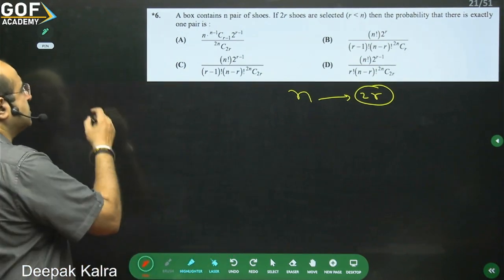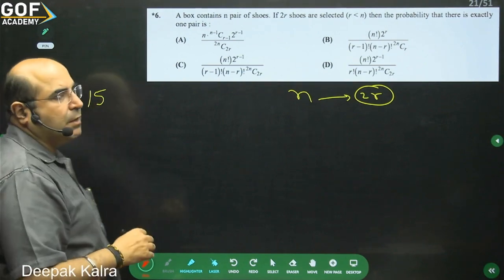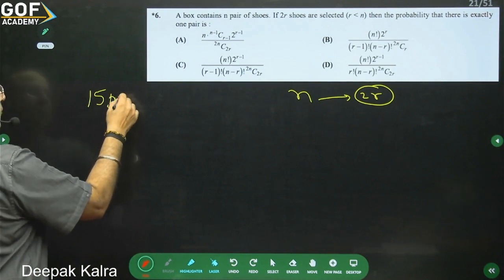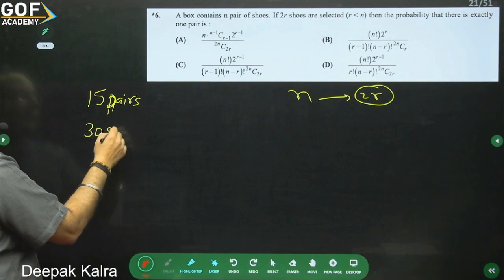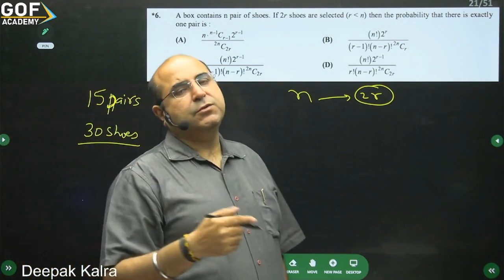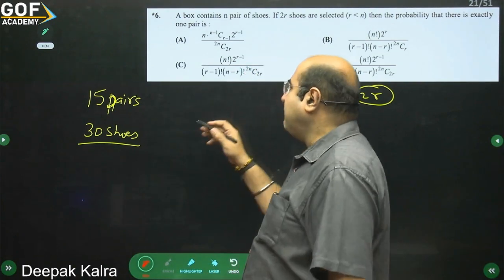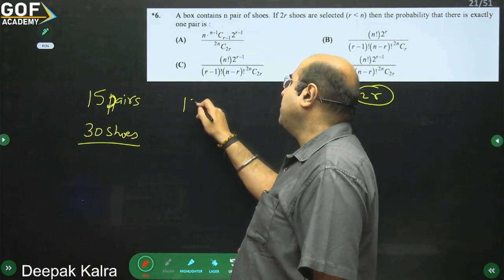Let us suppose I have 15 pairs. 15 pairs are given to me. 15 pairs stand for 30 shoes, counting the two, right and left. 15 pairs are there and I want to select, let us suppose, 12 shoes.